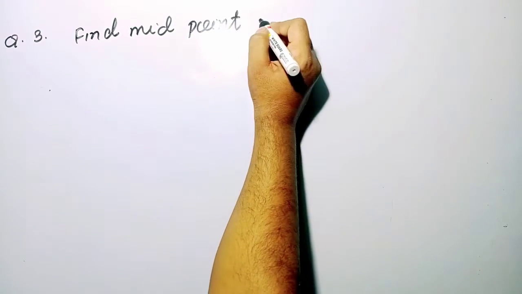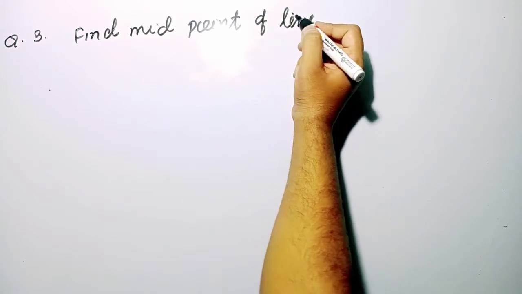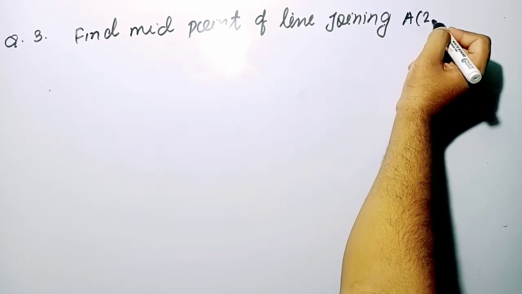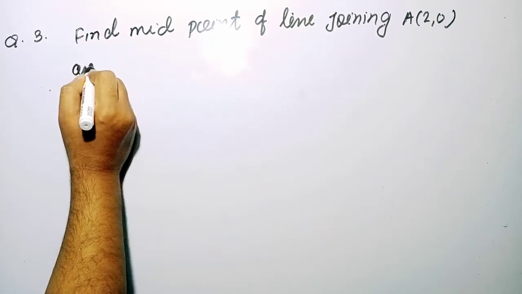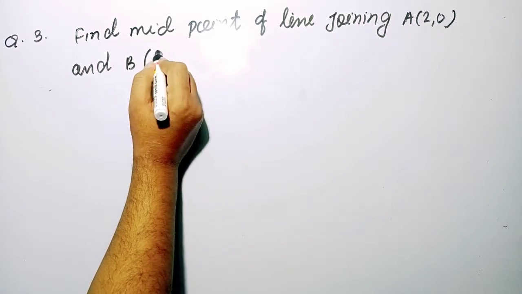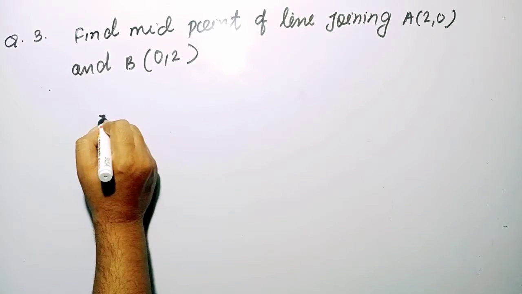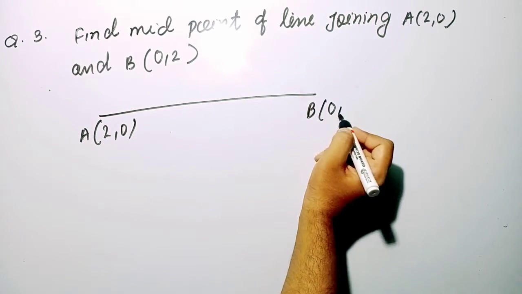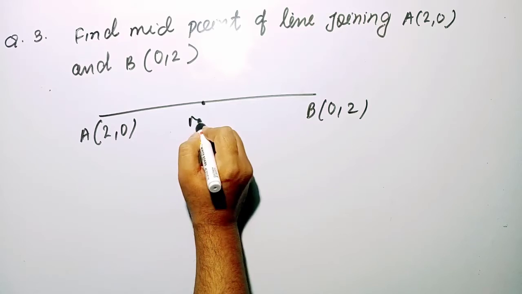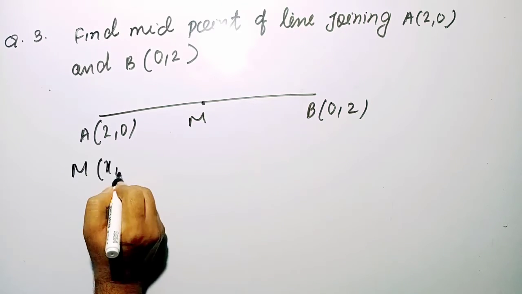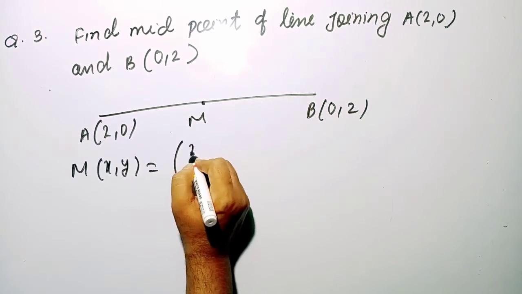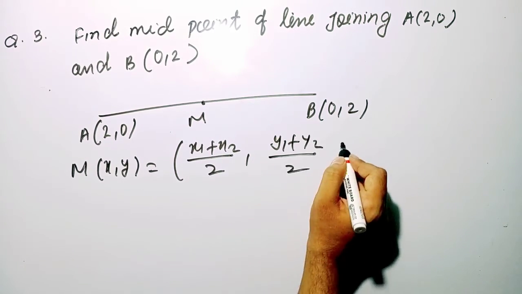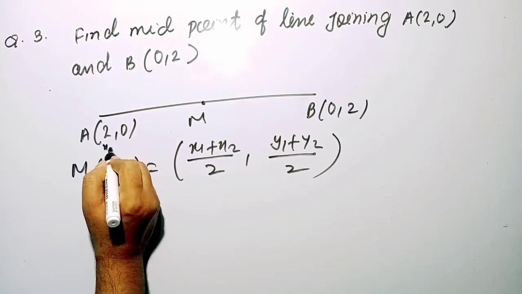Find the midpoint of the line joining A having coordinate (2, 0) and B having coordinate (0, 2). Okay students, the midpoint can be determined when the ratio is equal. If M divides the line segment AB into equal ratio, we can use the midpoint formula M(x, y): x1 plus x2 by 2 and y1 plus y2 by 2.